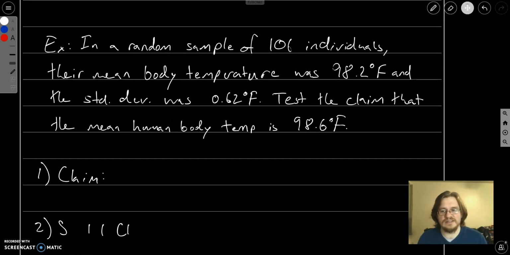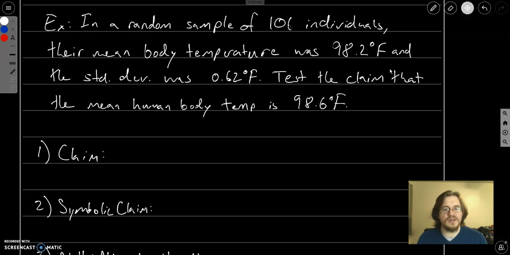So let's test this. One thing we should first notice is that this is a random sample. Okay, so that's one criterion down. The next criterion is that either the mean body temperature must come from a normally distributed population, or we have at least 30 people in the sample. So we have at least 30 people, so we are good to go.